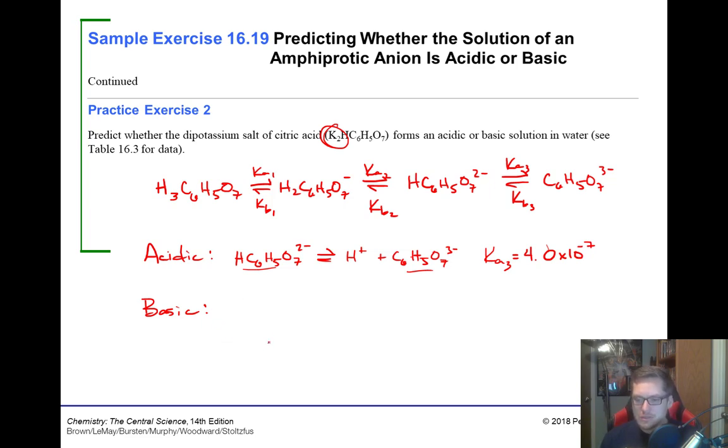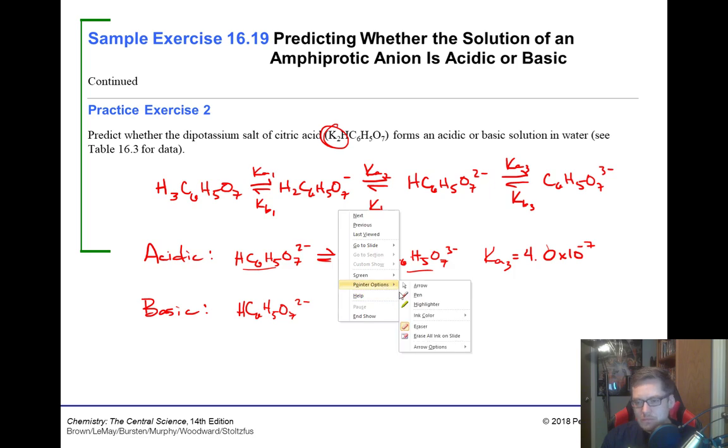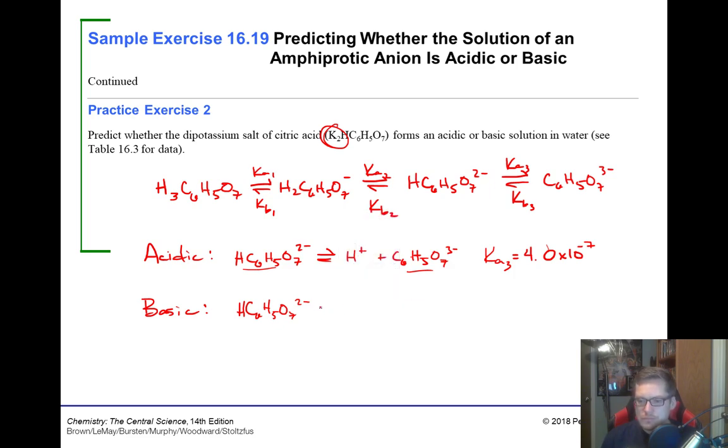And then our basic solution here, if it acted like a base, it would go from HC6H5O7 2 minus. And as a base, it has to react with water. Plus H2O is going to react to form H2C6H5O7 minus plus OH minus. Now, which reaction is that? We're going from this guy to this guy, so that's our Kb2.